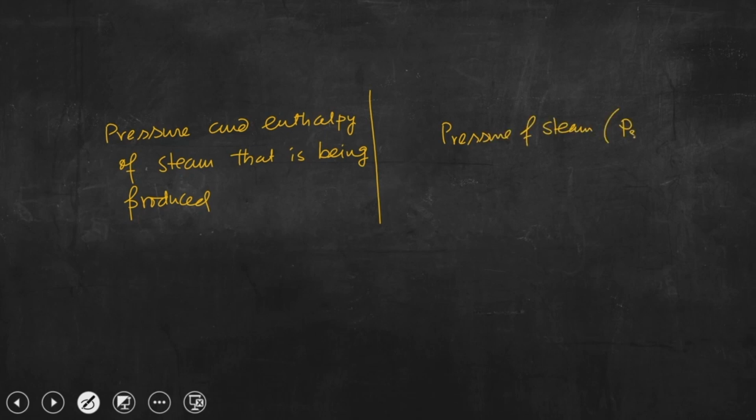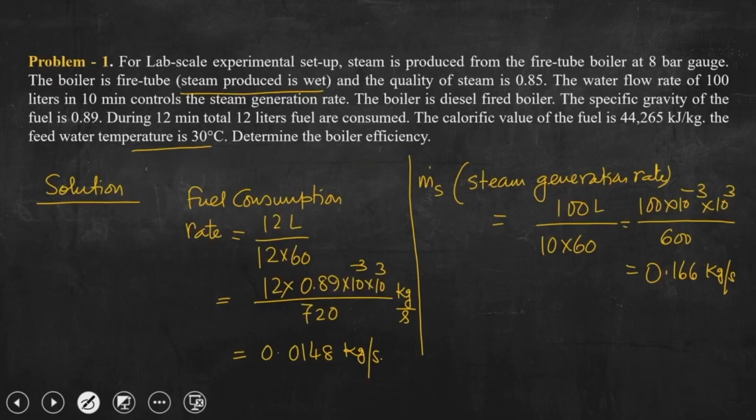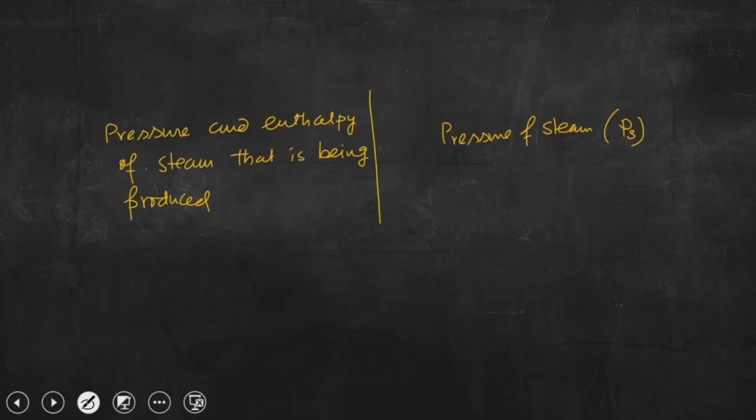So, I am writing Ps. What is that? It is already given. If we look at the first line of the problem statement, it is written that steam is produced from the fire tube boiler at 8 bar gauge. So, that is the pressure. So, this is equal to 8 bar gauge.